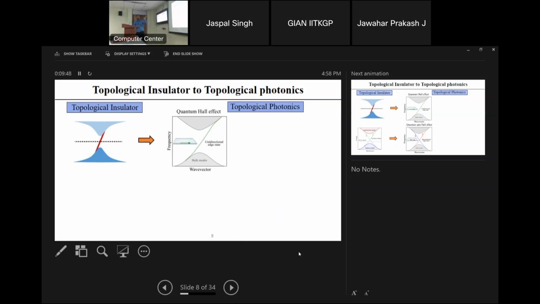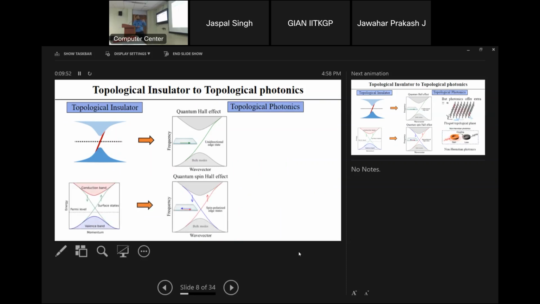This is called the quantum Hall effect. The first was the quantum Hall effect. The second was the spin Hall effect. In electronics, the quantum spin Hall effect was shown by Kane in 2007 from Stanford University. Then in 2010, the photonics community picked it up and showed the corresponding spin Hall effect.